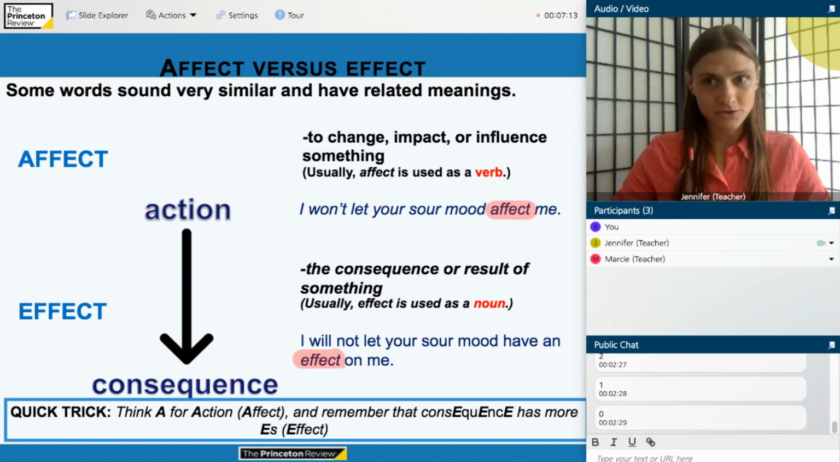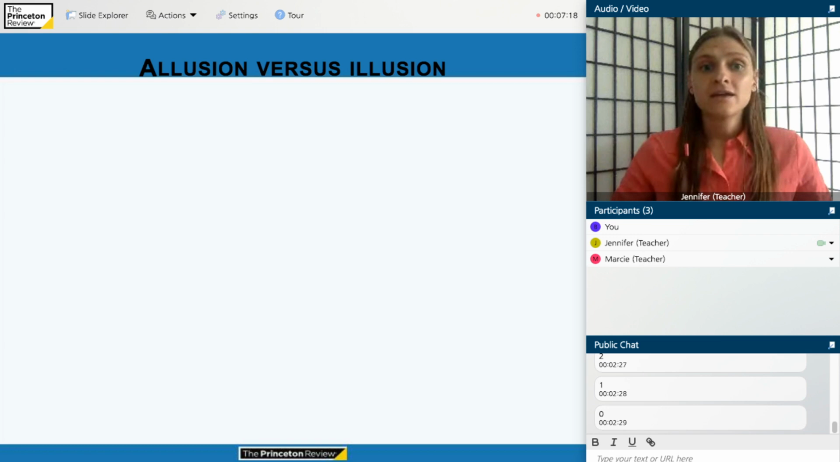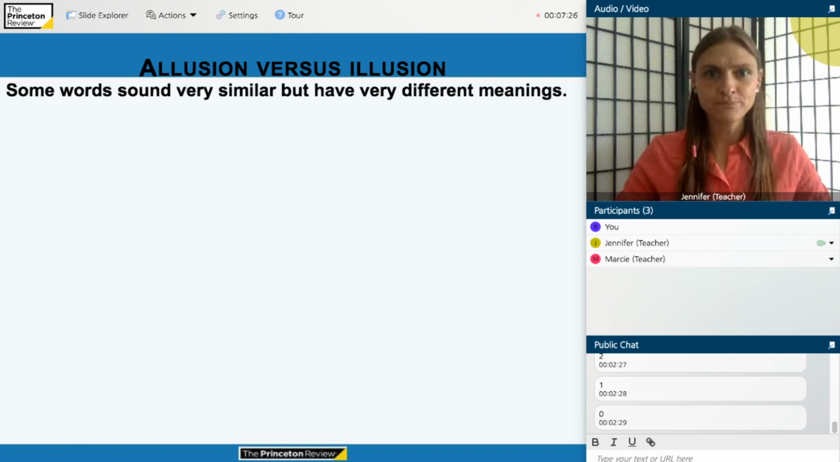Let's take a look at the next set of words. So now we have allusion and illusion. And these words also tend to sound pretty similar when we're saying them, but they have different meanings.